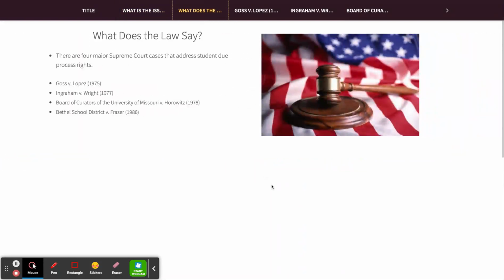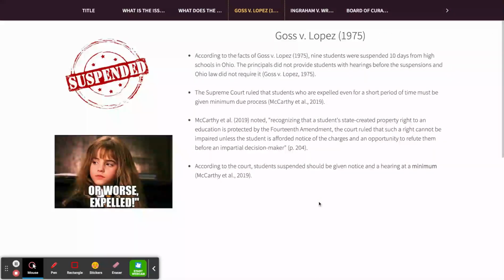What does the law say? There are four major Supreme Court cases that address student due process rights. Goss v. Lopez, 1975, Ingraham v. Wright, 1977, Board of Curators of the University of Missouri v. Horowitz, 1978, and Bethel School District v. Frazier, 1986.